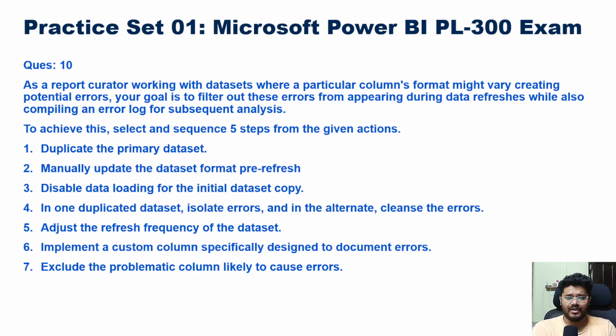Step 1, duplicate the primary dataset. Second, manually update the dataset format pre refresh. Third, disable data loading for the initial dataset copy. Fourth, in one duplicated dataset, isolate errors and in the alternate, cleanse the errors. Fifth, adjust the refresh frequency of the dataset. Sixth, implement a custom column specifically designed to document errors. Seventh, exclude the problematic column likely to cause errors.